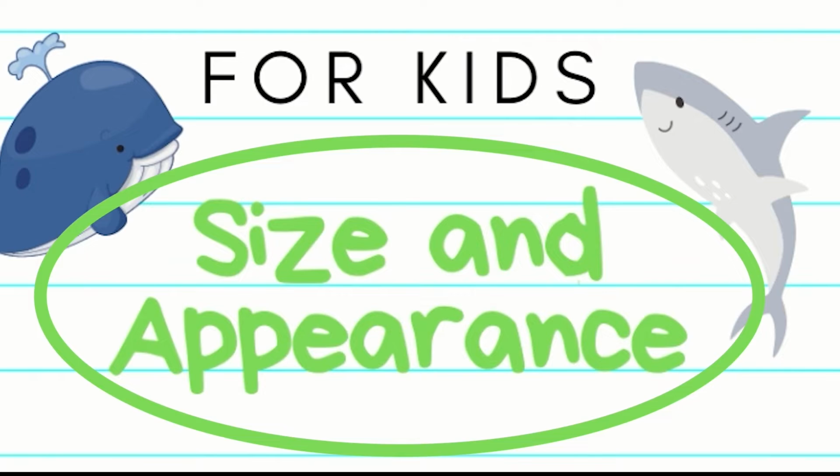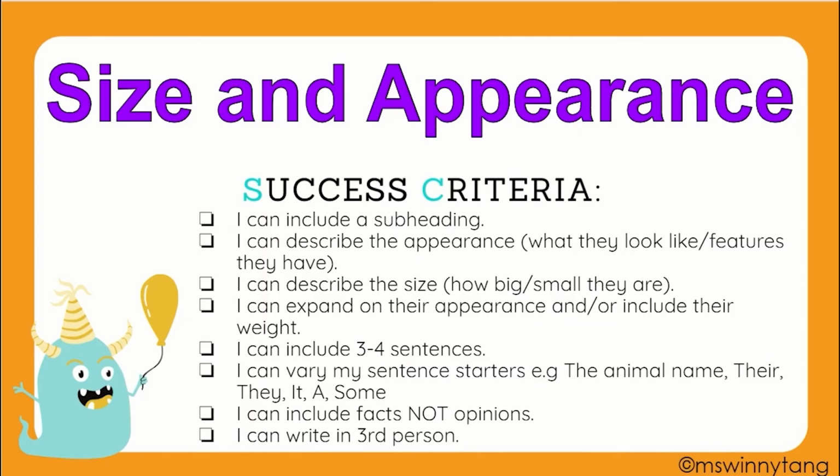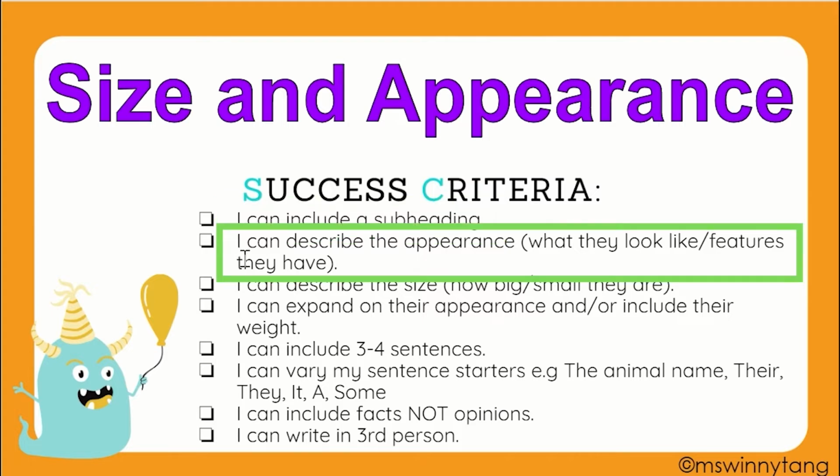So let's have a look at our success criteria so we know what to do to be successful. So the first thing we need to include is a subheading so we can let our readers know what this paragraph is all about. So our subheading would be size and appearance. So the next thing we're going to include is we will describe the appearance, so what they look like, what features they have, do they have fins, do they have feathers, okay?